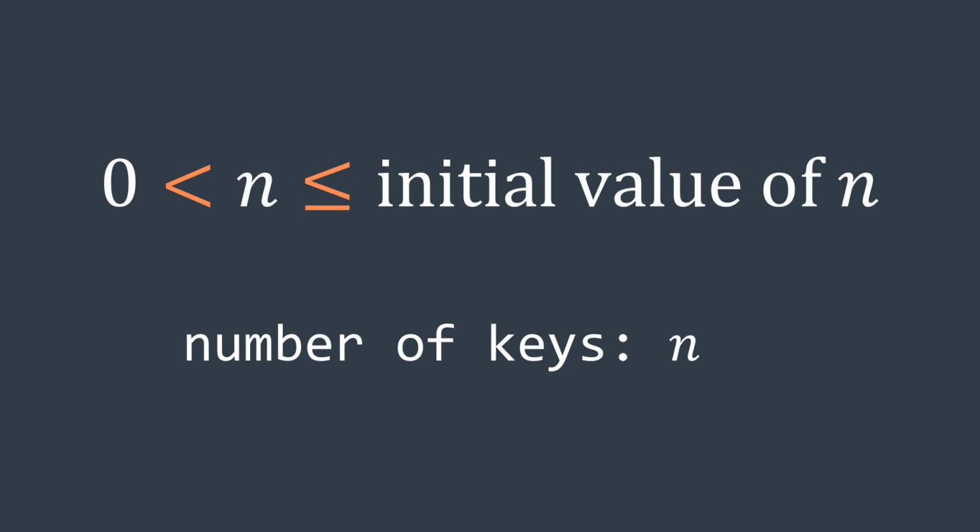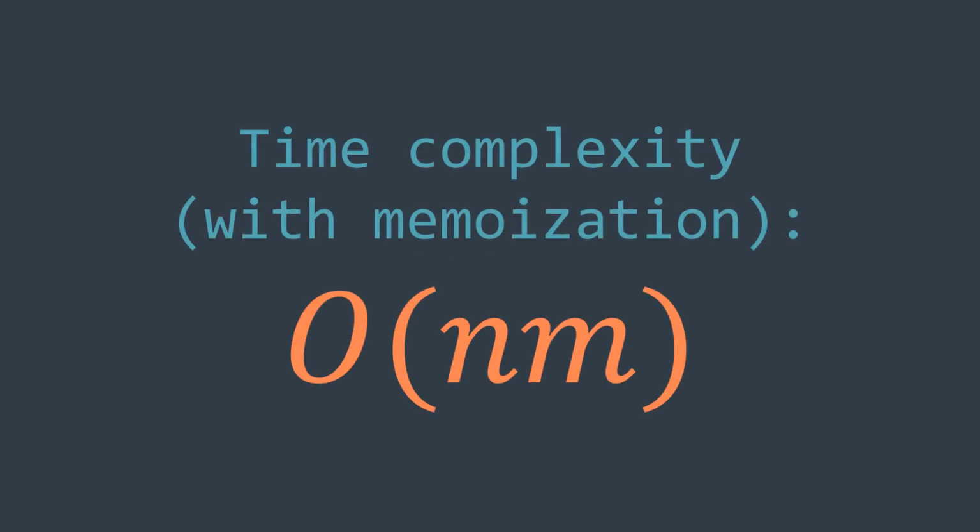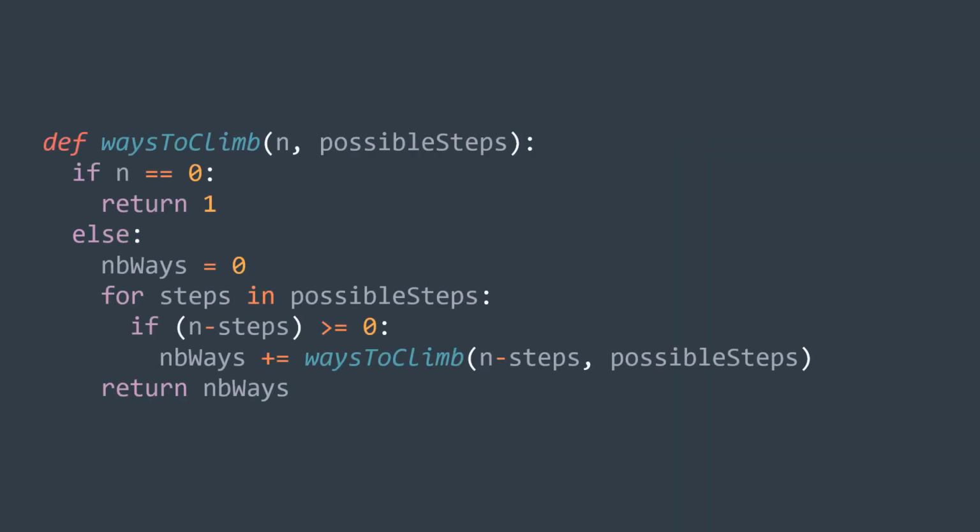Now we just have to multiply by m and we get n times m, which gives a time complexity of O of n times m, which is asymptotically smaller than O of n power n. So we could optimize our solution through memoization. Now let's move to the code. We just have to apply those 4 steps.